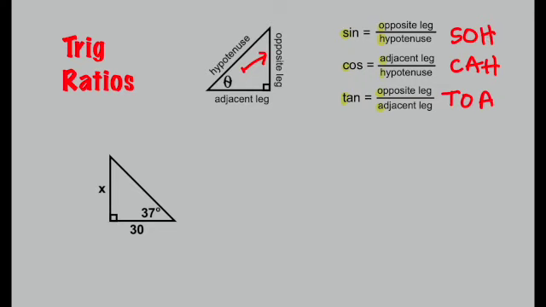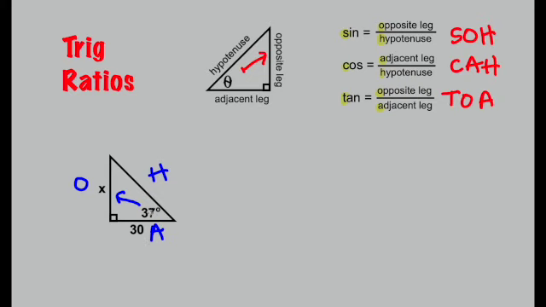What we're going to do right now is take a look at this right triangle and actually solve the problem. So I have my angle over here, my theta, and if I look directly across from that angle, that would be my opposite side. So I'm going to put an O over there. My hypotenuse is always across from my right angle, so I'm going to put an H over here, and that leaves the adjacent leg, which is right here. You'll notice that 30 is right next to 37, and that's what adjacent means.